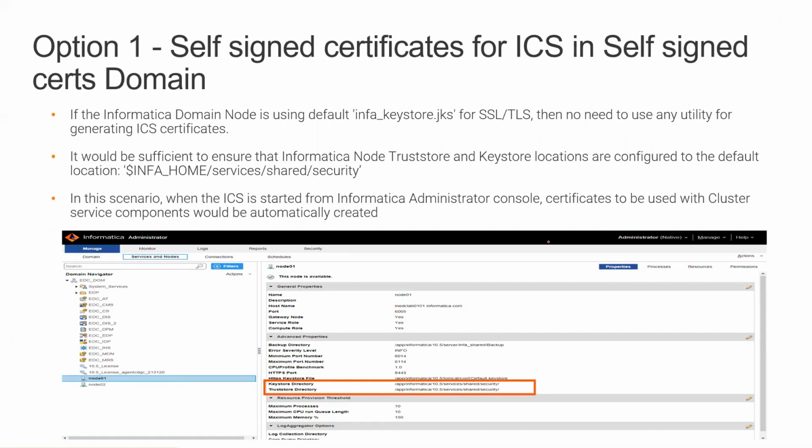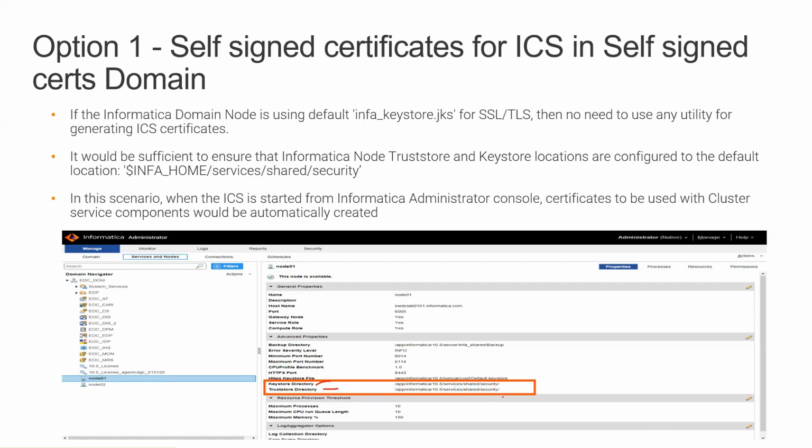On your screen, you can see where exactly we need to make sure that our certificate location is the default location if you're going with option 1. In the Informatica Administrator console, if you log in and navigate to your node, here you can see the Keystore and Truststore directory. Here we need to point it to the default directory. The Keystore and Truststore present in this default directory will be used to generate the ICS certificate automatically on ICS startup.